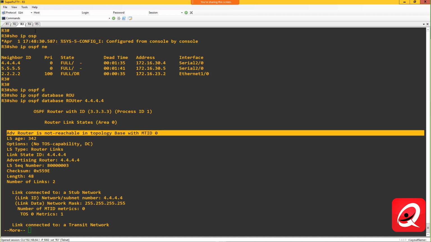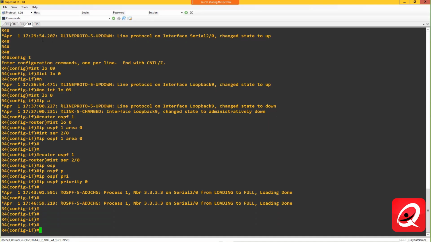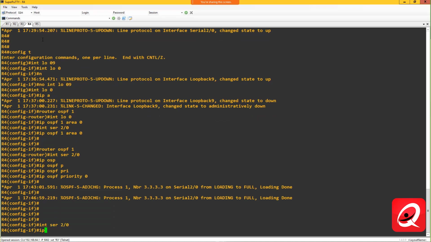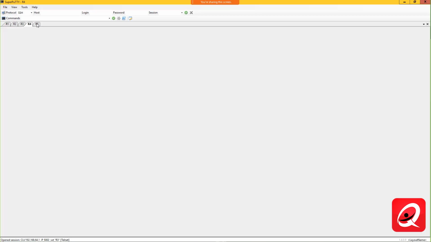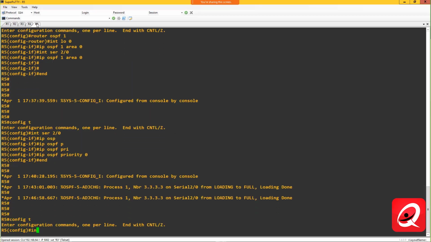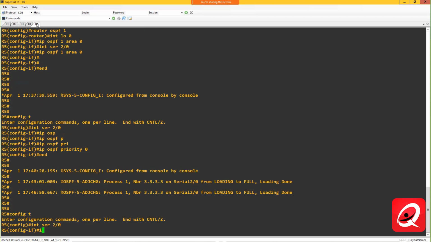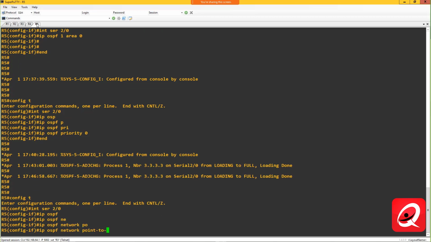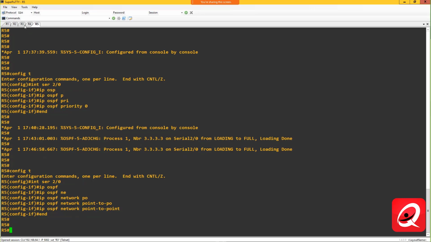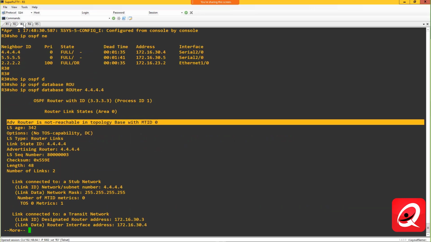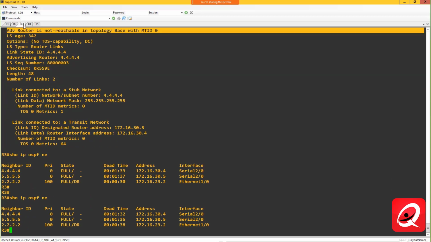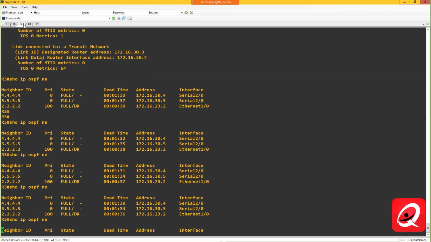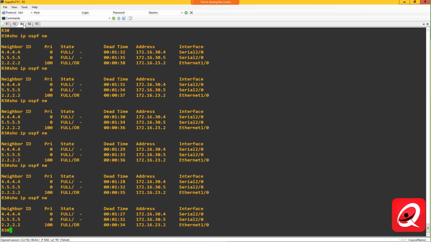So I could, in this case, come to router 4, interface serial 2/0, and I could say ip ospf network point-to-point. Config t, interface serial 2/0, ip ospf network point-to-point. All right. Now, let's see if we have our adjacencies in this case. Show ip ospf neighbor, 32, 31, 30, 29, 28.